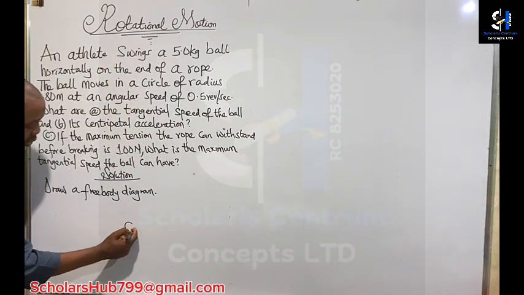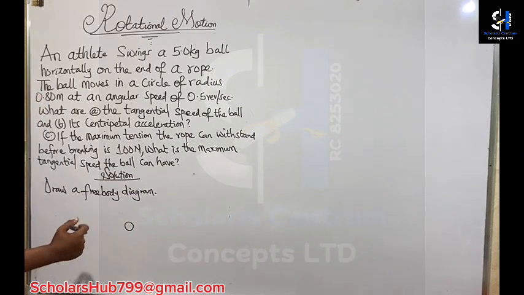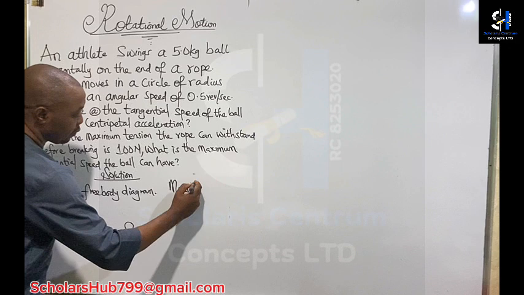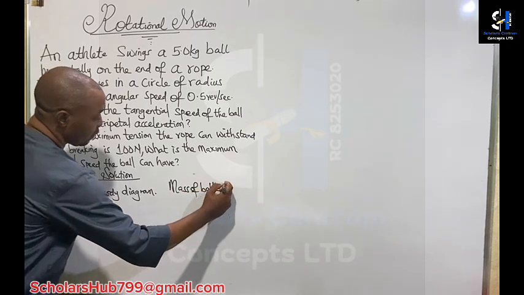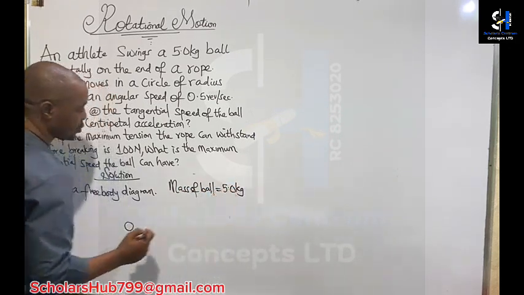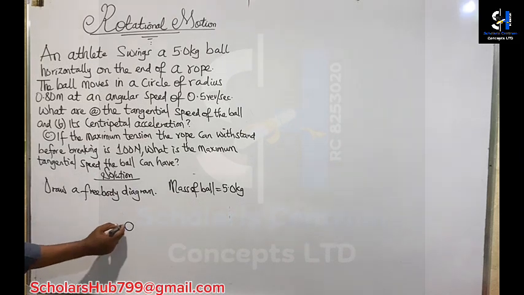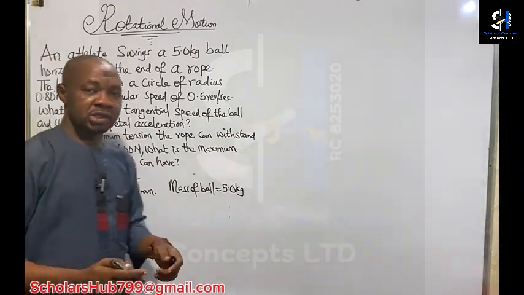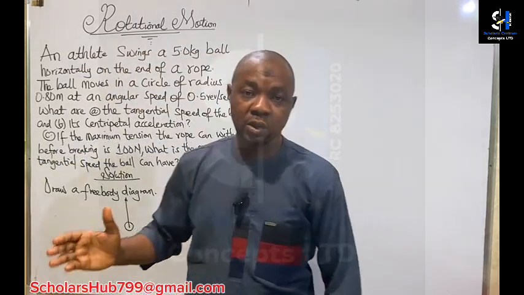This is the ball. The mass of the ball is 5 kilograms. So we have mass of ball to be 5.0 kilograms. So this is the ball on the end of a rope. Now let's analyze the forces that will act on the ball.